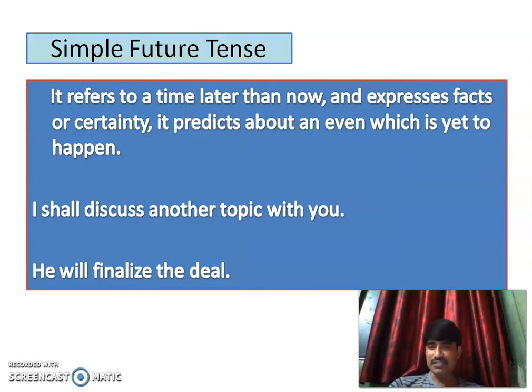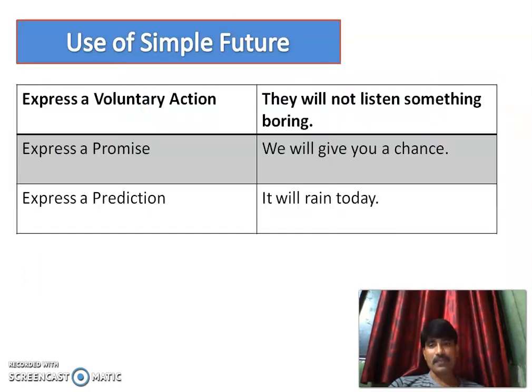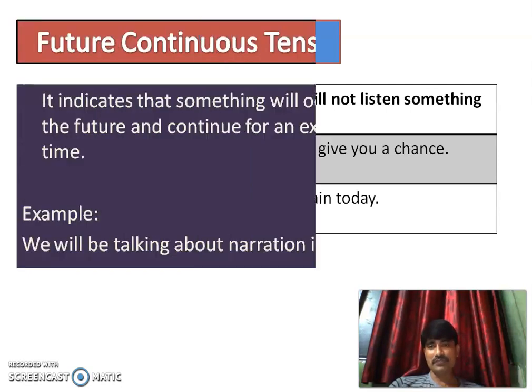So simple future tense. It talks about a future action. It promises something or it predicts something. Definitely I will finalize the deal, or he will finalize the deal. So the deal is talked about. Then comes the use of simple future. We can go through it. Express a voluntary action, express a promise, or express a prediction.